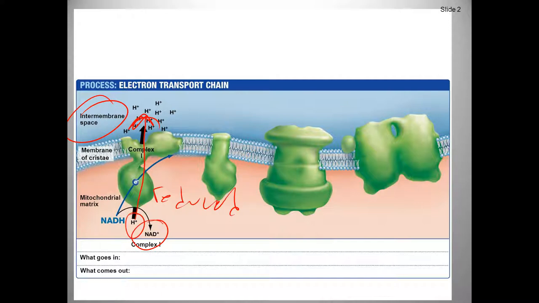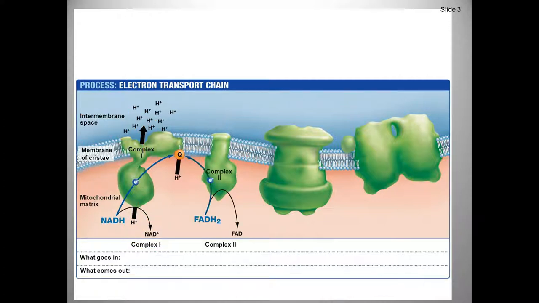Next, FADH2 transfers its electrons to complex 2. FADH2 is oxidized to FAD, and complex 2 is reduced. These electrons get shuttled to this little protein carrier in the membrane that accepts the electrons and then transfers them to the third complex. Again, this third complex accepts these electrons, and you have the movement of protons into the inner membrane space.